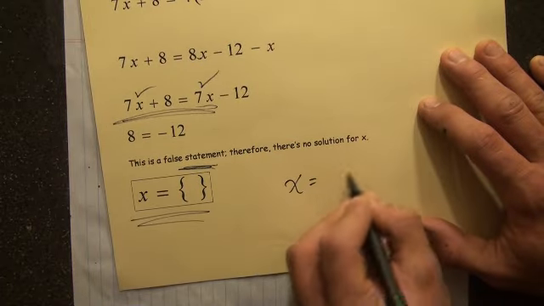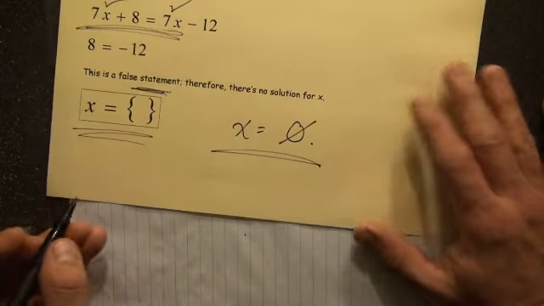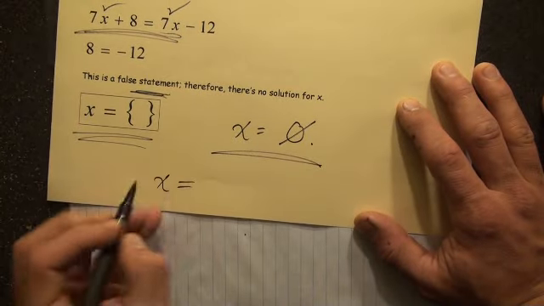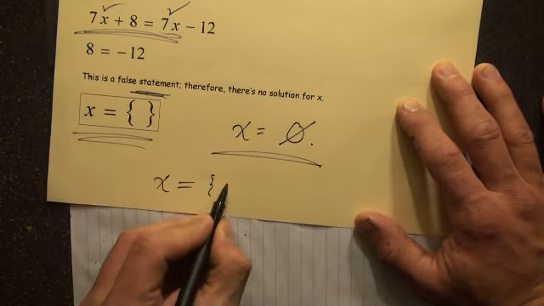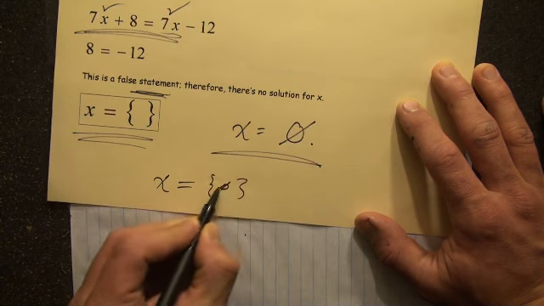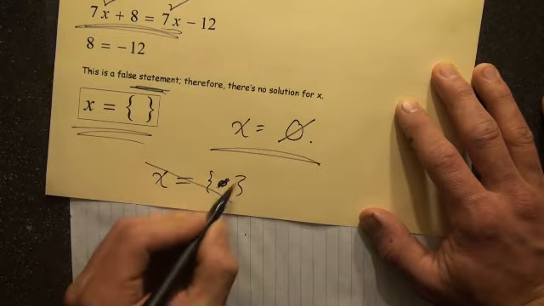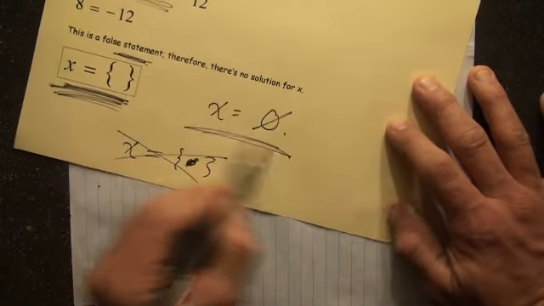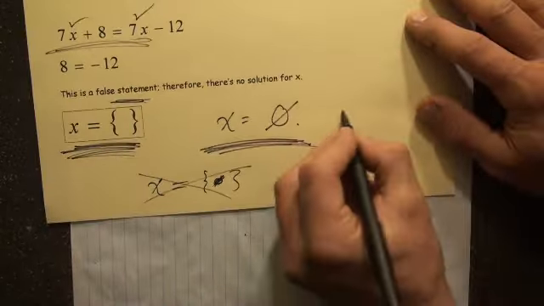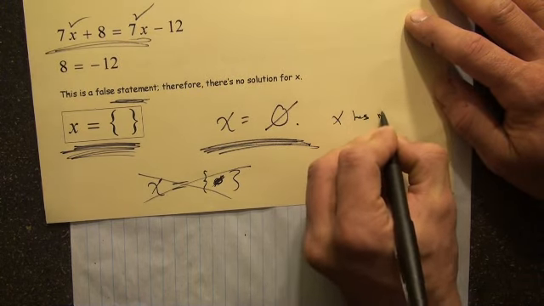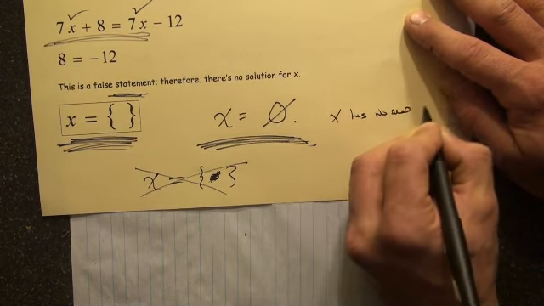Another way to say this would be x equals this symbol here. Okay. Now, one thing you will not do is put down x equals and then put the empty set symbol, because this means that x equals the empty set symbol. So make sure it's either an empty set, or you could say x has no real solution.